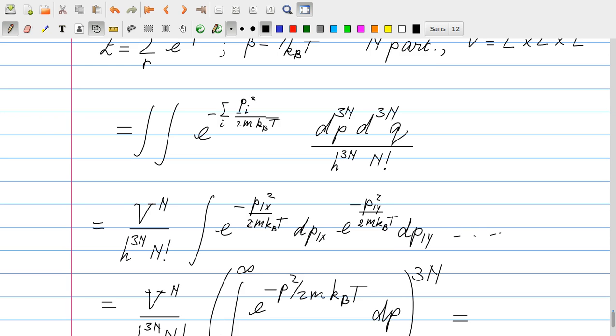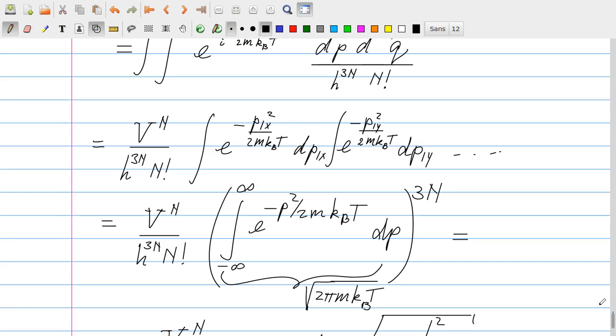And so if you inspect those integrals, you see that they all give you exactly the same value, because the only difference in these integrals is the name of the integration variable. Here it's p_1x, here it's p_1y, but except for the different name of the integration variable, the integrands are exactly the same. And so we can calculate those integrals as they are just 3n integrals multiplied by each other, and all these integrals look the same. This is what they look like.